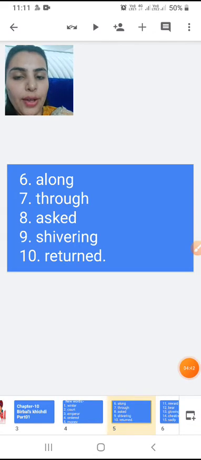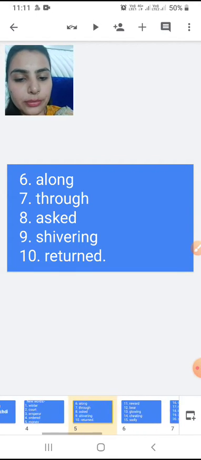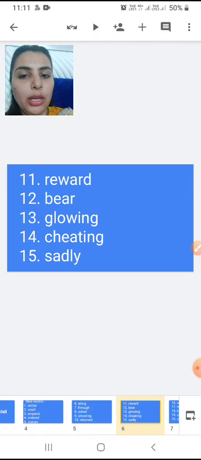Ninth is shivering. S-H-I-V-E-R-I-N-G. Shivering. Tenth is returned. R-E-T-U-R-N-E-D. Returned. Next is the 11th word, which is reward. R-E-W-A-R-D. Reward. 12th is bear.